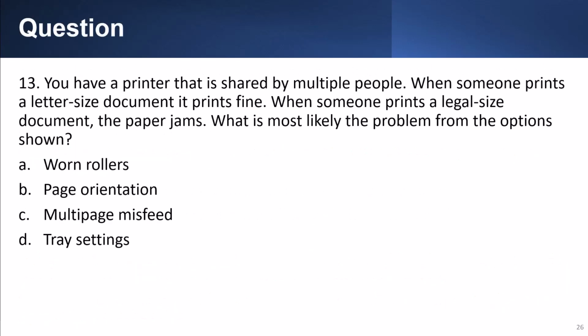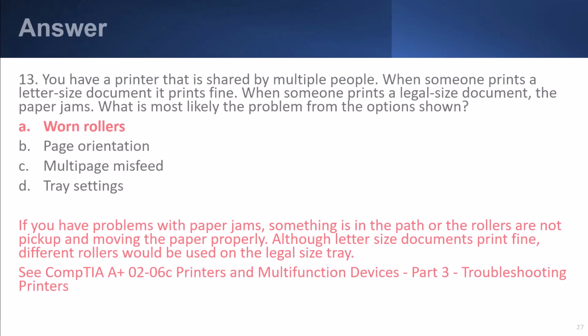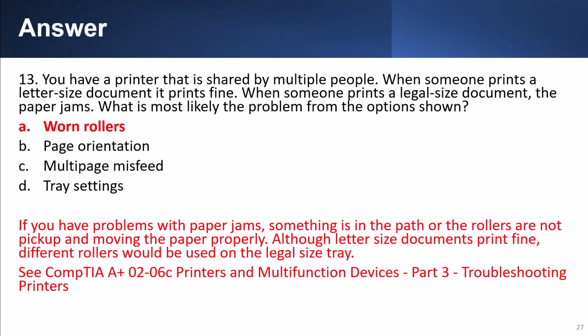Question 13. You have a printer that is shared by multiple people. When someone prints a letter-sized document, it prints fine. When someone prints a legal-sized document, the paper jams. What is most likely the problem from the options shown? Answer: worn rollers. If you have problems with paper jams, something is in the path or the rollers are not picking up and moving the paper properly. Although letter-sized documents print fine, different rollers would be used on the legal size tray.